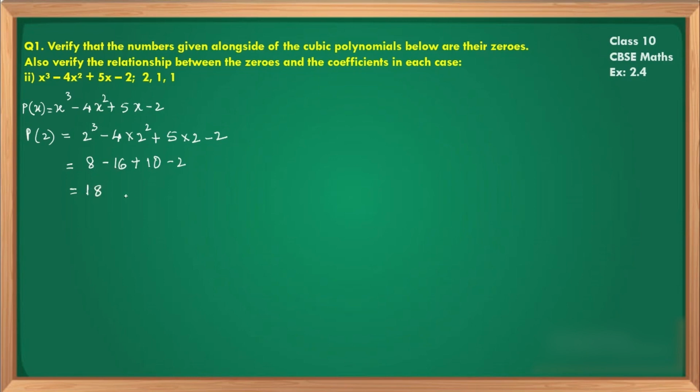Minus 16 and minus 2 gives you minus 18. That is equal to 0. Therefore, P of 2 is 0. So the first number 2 is a zero of this polynomial.